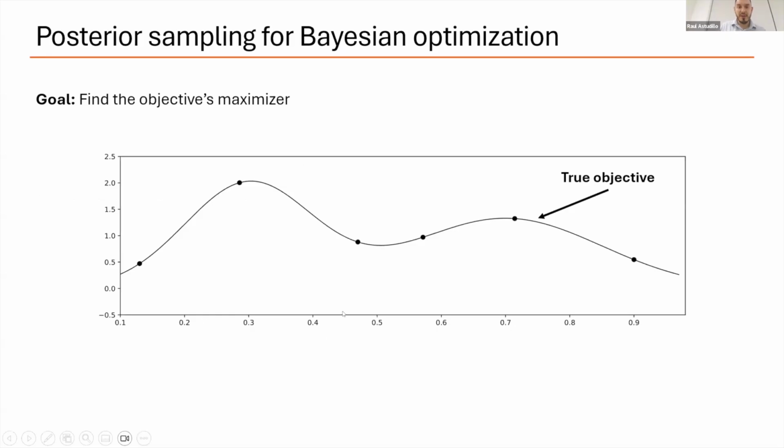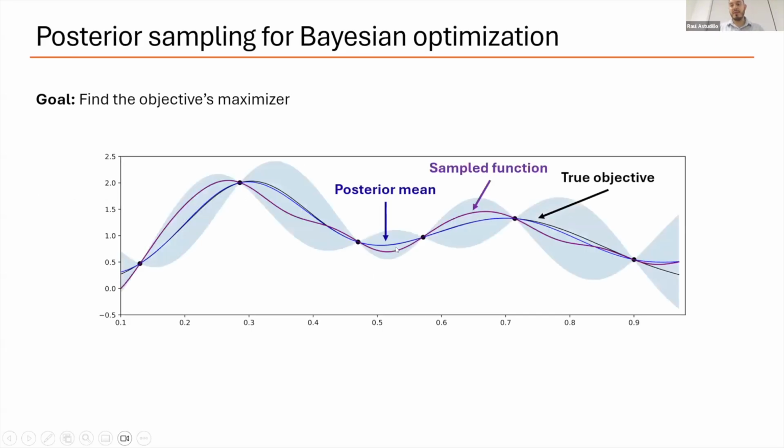So again, this is an objective function, and we're trying to find the maximizer of the objective function, so this point around here. The first step is to build the surrogate model. Then what posterior sampling does is it draws a sample from the posterior distribution. It's this purple line shown here, and then it simply selects the point that maximizes this sample. So that's posterior sampling for Bayesian optimization.